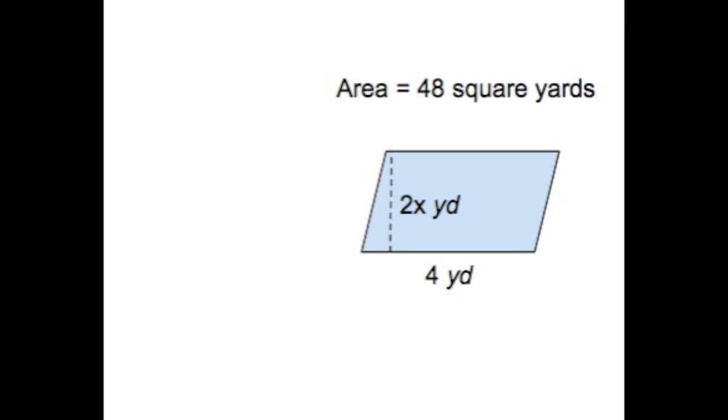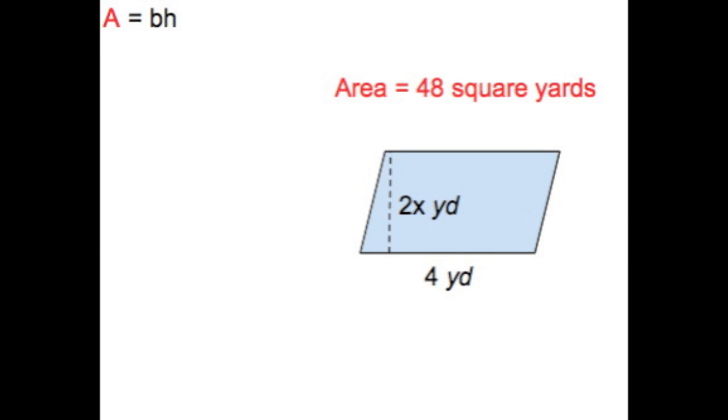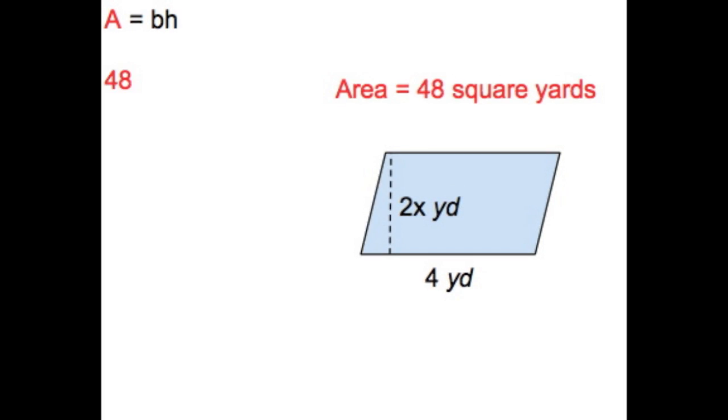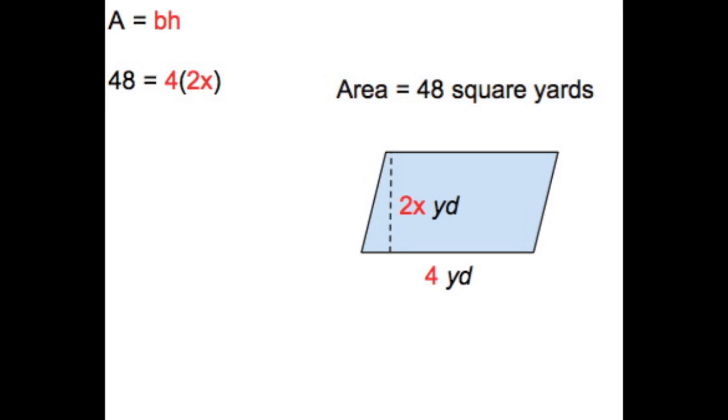Let's take a look at this parallelogram now. The area is 48 square yards. We are going to find x and find the height of this parallelogram. The formula for area of a parallelogram is area equals base times height. We know that the area is 48 square yards. So 48 is going to equal our base times our height. The base is 4 and the height is 2x. So 48 equals 4 times 2x.